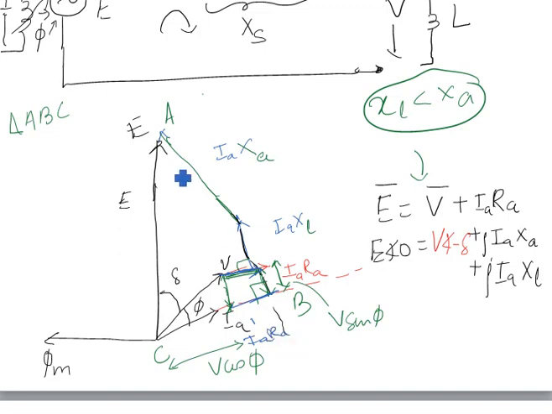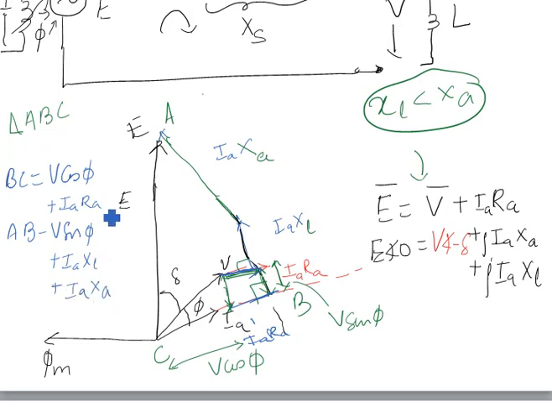Okay, so what I can say, in triangle ABC, the length of BC is V cos phi plus IA RA. The length of AB is V sin phi plus IA XL plus IA XA. So these are the two lengths, and using Pythagoras theorem, what can you write?